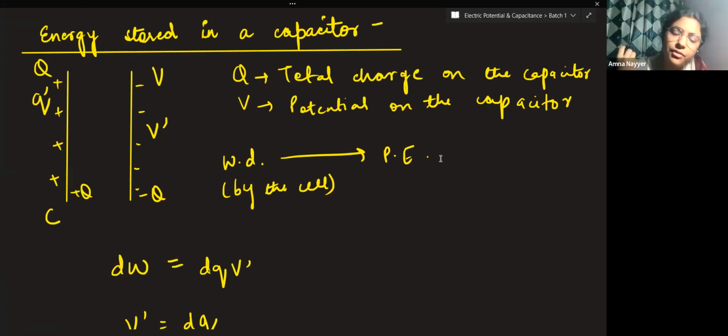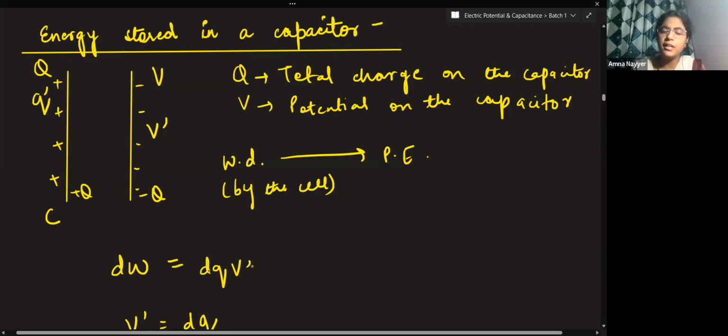So if we find the formula of work done, we can equate it to the energy stored in a capacitor. We have taken a very small amount of electric charge, dq, and let's say the potential on that smaller part is V prime. V prime is the potential on the smaller charge. A smaller portion of the total charge is being taken. Work done is dW.